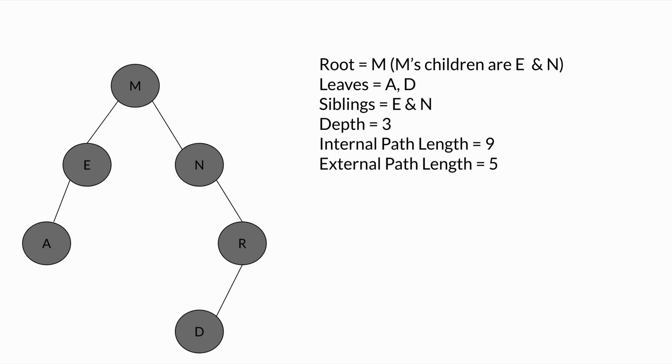The depth of the tree is 3, because the depth of M here is 0, depth of E and N is 1, depth of the A and R is 2, depth of D is 3. Internal path length is 9. We get that by adding 1, 1, 2, 2, and 3 together to get 9. External path length is 5 because we're adding in a depth of 2 and a depth of 3.